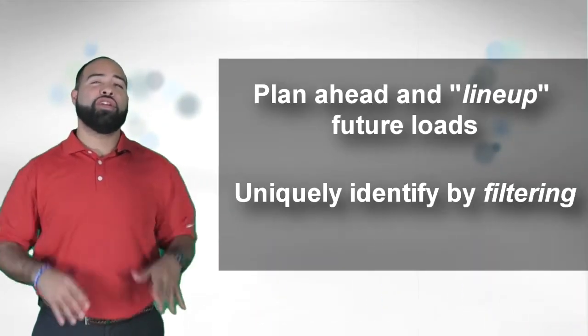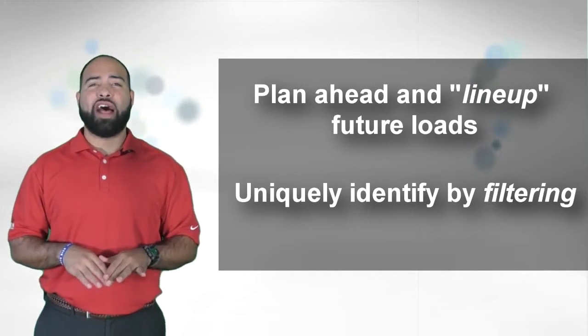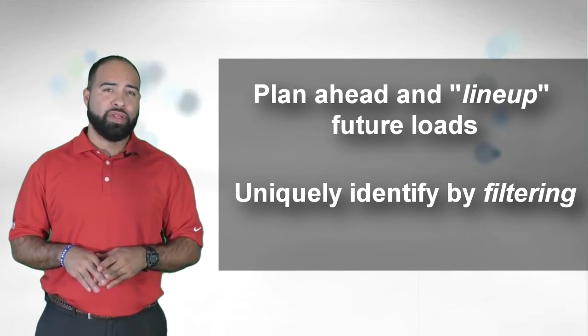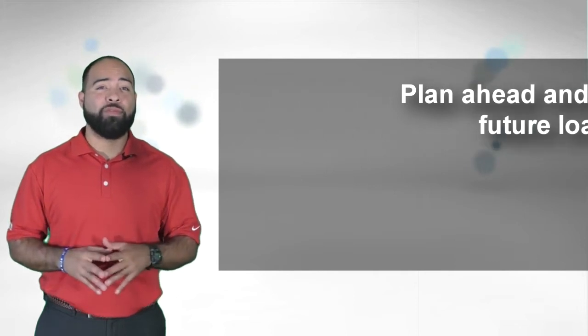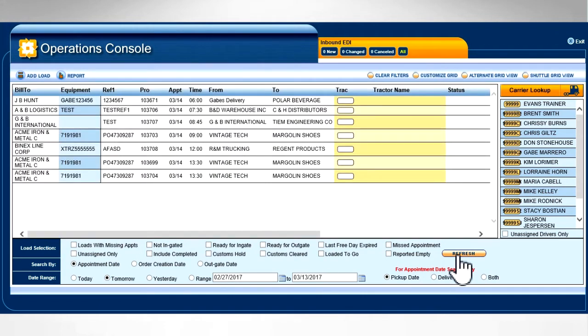Now let's show a few more demos. How about lining up future loads and uniquely identifying by filtering? Plan ahead and line up future loads. On your grid, select tomorrow under the date range selection criteria, and then click refresh. This now brings up your loads with an appointment for tomorrow.